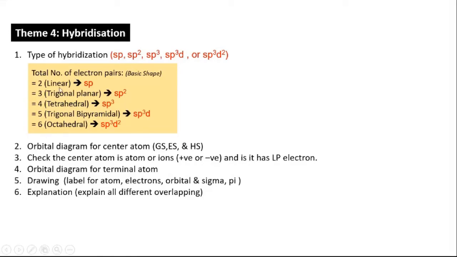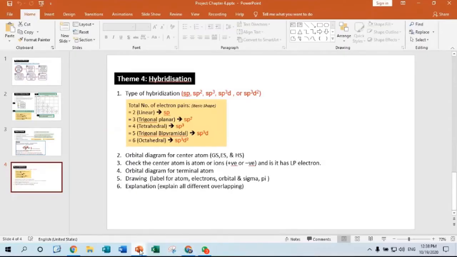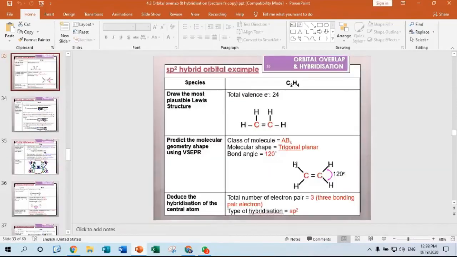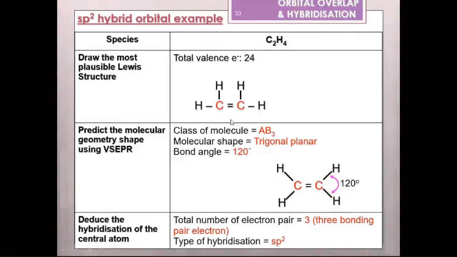This is fixed. You have to check for the lone pair and bonding pair. Sum up is equal to 2, linear. 3 trigonal planar, 4 tetrahedral, 5 trigonal bipyramidal, 6 octahedral. This is the number of electron pair. The number of electron pair is lone pair plus bonding pair. So you go back to this. You check for this one. 1 sigma, 2 sigma, 3 sigma. 3 sigma, 3 bonding pair, trigonal planar. Trigonal planar 3, right? That's why sp2.